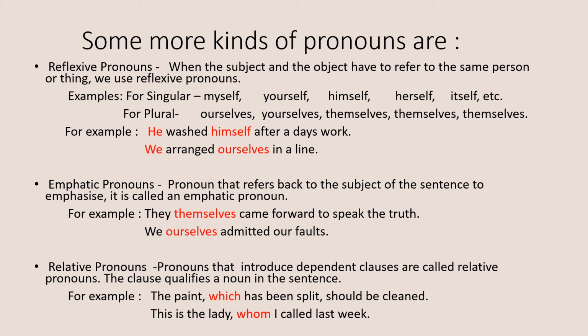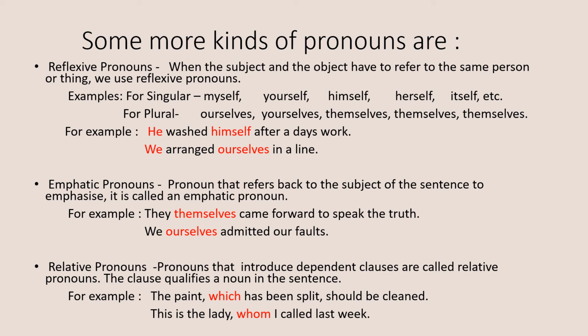Now, the paint which has been spilt, that is one. The paint, what happened? Which has been spilt. It is related. Should be cleaned. It is relative, right? That's why which. So by which, whom, that, though, because, like these words you can join and make a sentence, and they are called relative pronouns. In the exercise, many more examples are given with answers. You solve that, read that and understand, then you can understand all the kinds of pronouns.